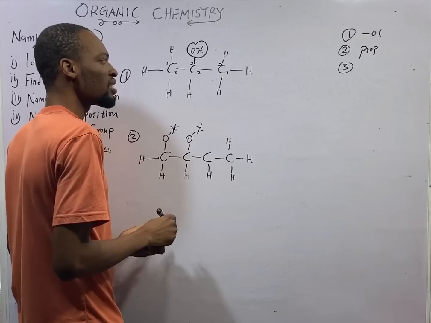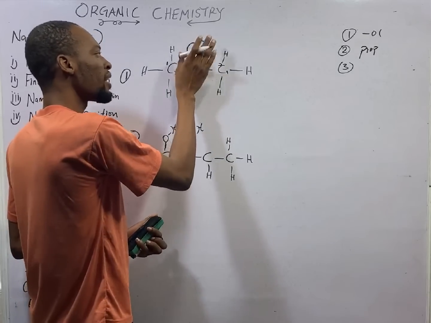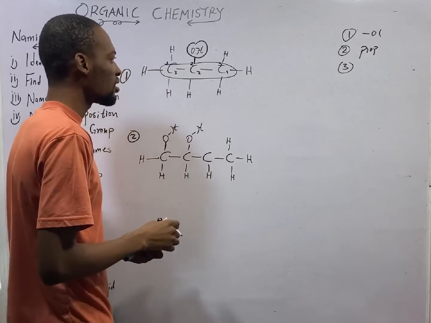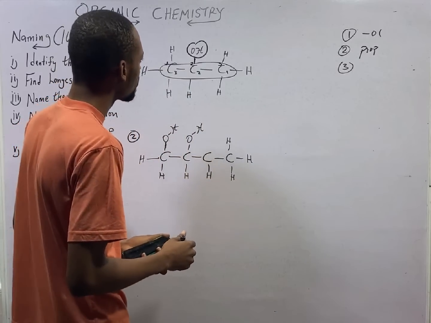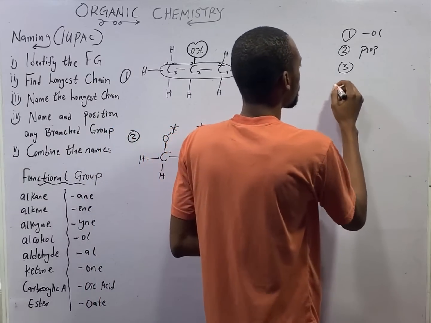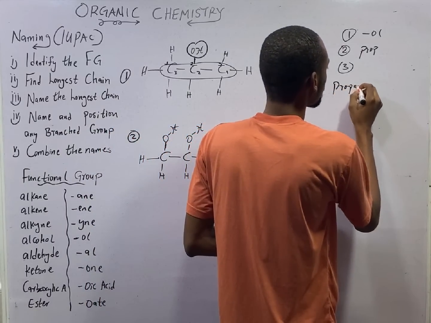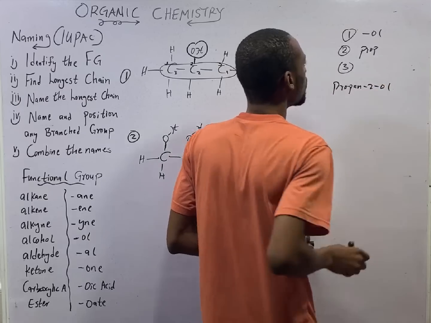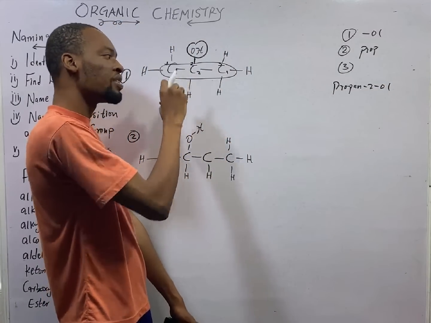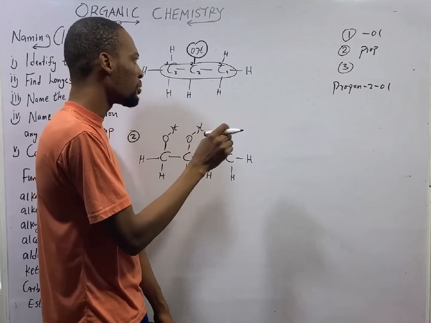Is there any branch? No. This is a functional group and not a branch. We don't have any other branch outside the longest carbon. So the name is simple. This is propan-2-ol.